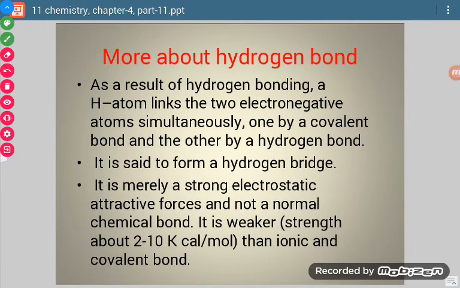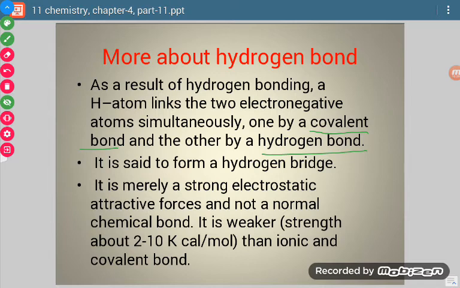As a result of hydrogen bonding, a hydrogen atom links two electronegative atoms simultaneously. Okay, at one place it is bonded with the electronegative atom which is present in its molecule itself, and on the other side it is bonded with the other electronegative atom. So it means hydrogen is bonded with two electronegative atoms at the same time. With one it forms a covalent bond, which is in the molecule itself, and with the other it forms a hydrogen bond. Now it means hydrogen makes a hydrogen bridge sort of thing.